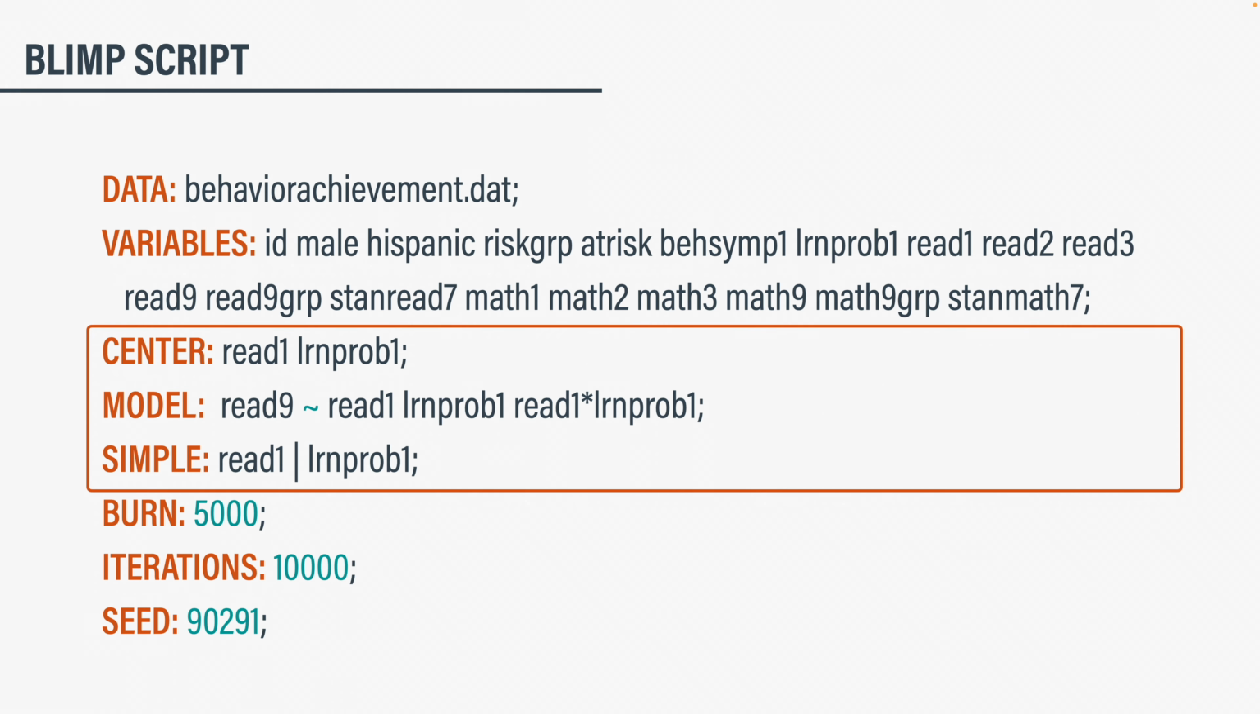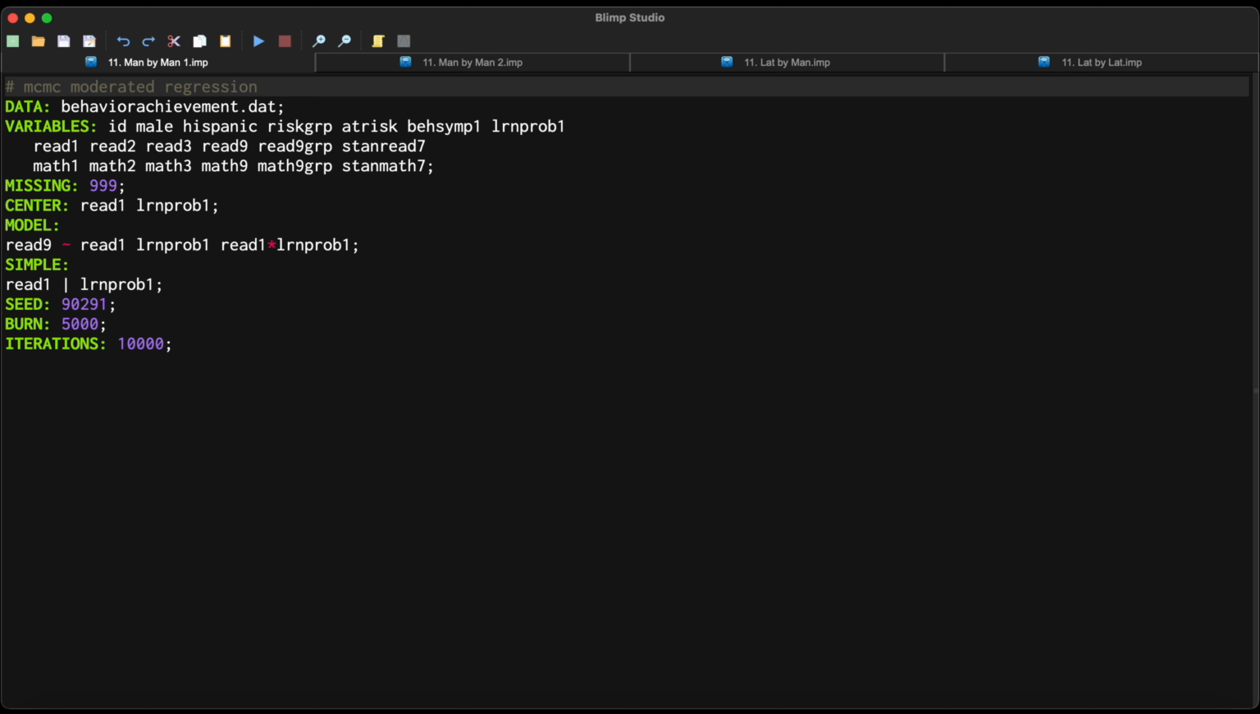Putting it all together, this is the entire Blimp script with the model commands we just talked about highlighted. I described the other commands in different videos.